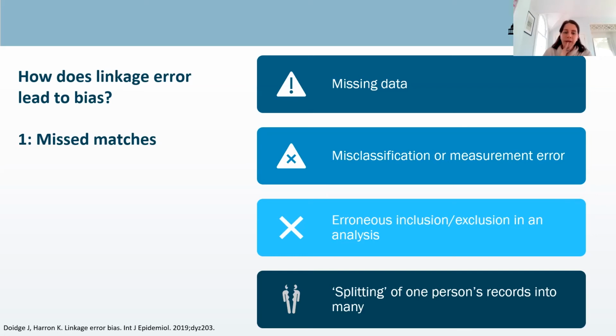And then finally, we can end up splitting one person's records into many. So again, if we think about hospital records, a missed match would mean that we appear to have two different people who really should have been the same person. So that could look like we have a lot more admissions than we really do, but it could also look like we have a lot fewer readmissions because we can't keep counting the same admissions for the same person.